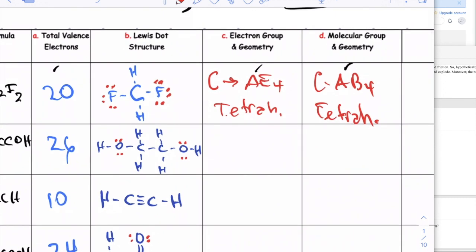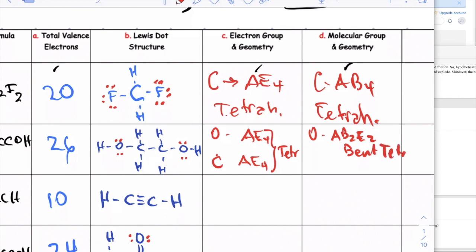ethane 1,2-diol, we have our oxygens, and both oxygens have the same geometry, and we have our carbons. In terms of the oxygen, that's going to be an AE4, and our carbons also AE4. That means both of these are tetrahedral electronic geometry. In terms of the molecular geometry, both oxygens are going to be AB2E2, and that's going to be bent tetrahedral. And then our carbon is AB4, and that's tetrahedral.